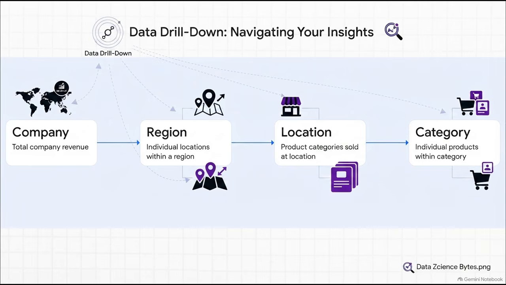Your dashboard might start at step 1, just showing total company revenue. Then you click on a region, and boom, you're at step 2, individual locations. Select one of those locations and you're at step 3, product categories. Click a category and you drill all the way down to step 4, the actual individual products. You started with a global view and drilled down to a single item, keeping the interface totally clean at every single step of the journey.